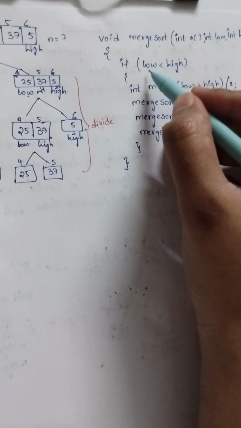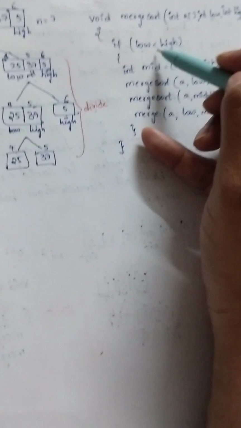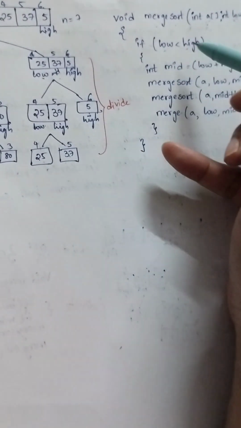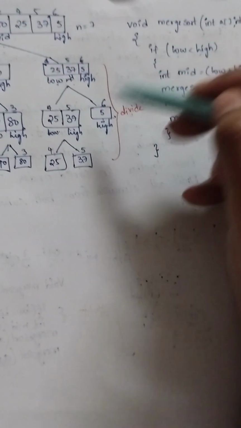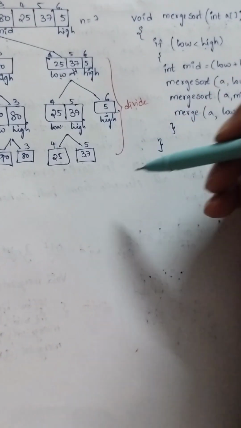So now going inside and checking whether low is less than high or not. So this partition, this division is going to be done until this condition becomes false. Means if low is less than high, we are going to do these divisions and mergings, right? If the condition low is less than high is false, we are not going to divide.